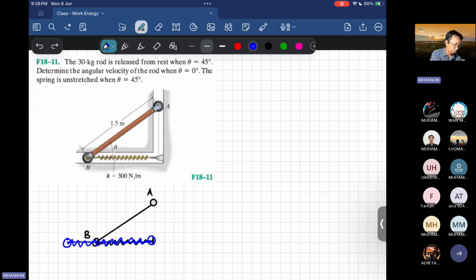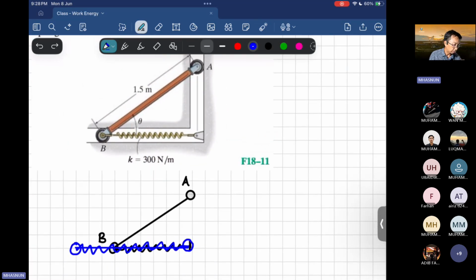Wait. Okay, the spring is like that. So this is how the position looks like. Okay, so the black one is the first position, the initial position. The blue one is the second, the final position. So this is point B at the second position. This is point A at the second position. Okay. Alright. So what we want to determine is the angular velocity when it is at the horizontal position.